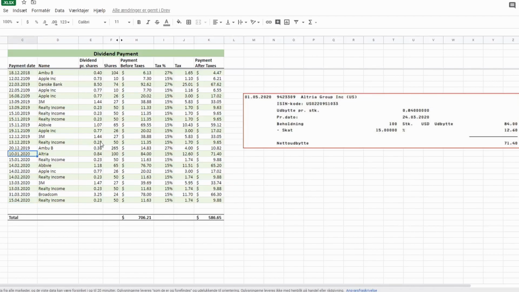So what I do is I just go to my dividend payment sheet and find Altria. Altria also paid me on the 10th of January. So I just copy this line here, insert it here, and change the date to when they paid me, the 30th of April. I still have 100 shares, nothing has changed, and I got a payment of $84. After the tax, I'm getting $71.4.